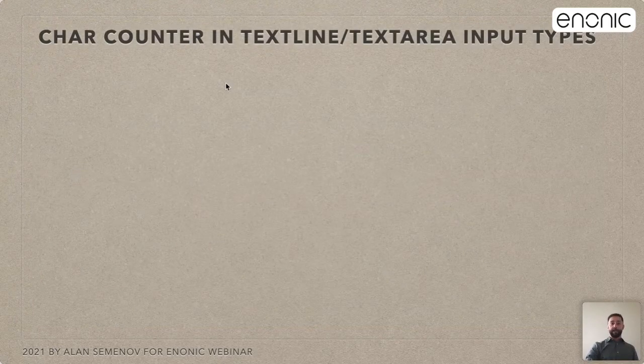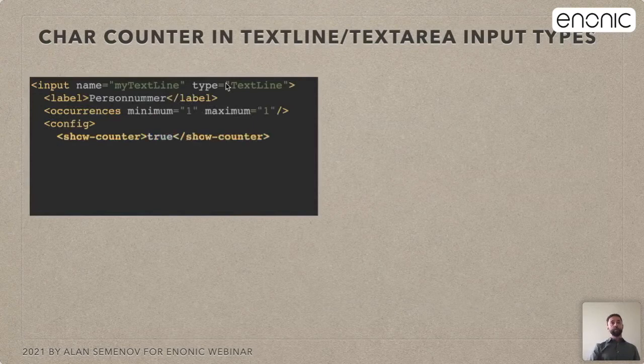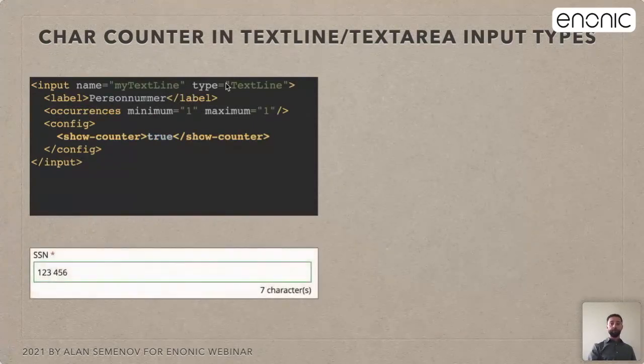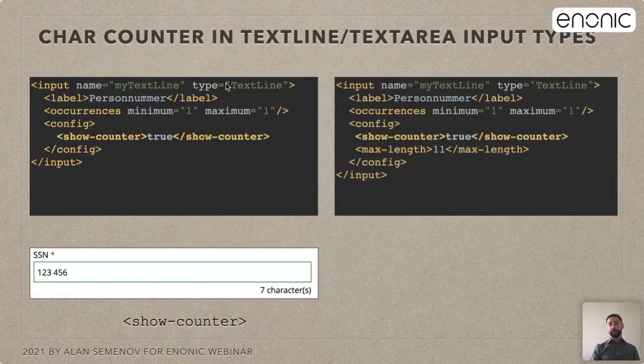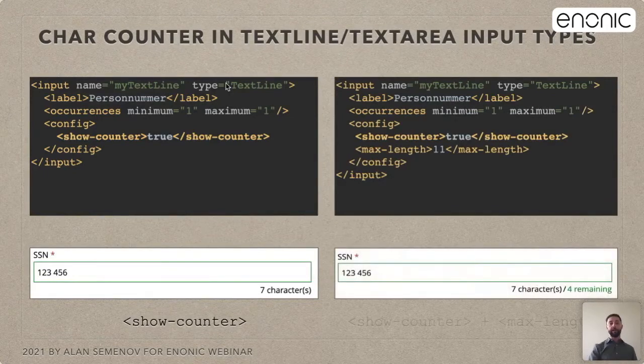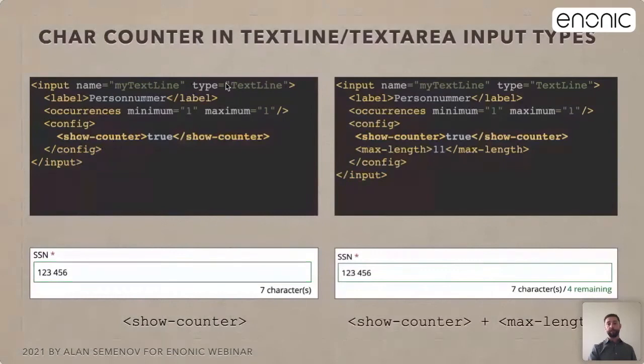TextLine and TextArea input types have gotten a new config called show counter. Setting it to true will show the character counter underneath the field. And if you combine it with the existing max length config, then you will see how many characters you have entered and how many you have remaining. Okay.